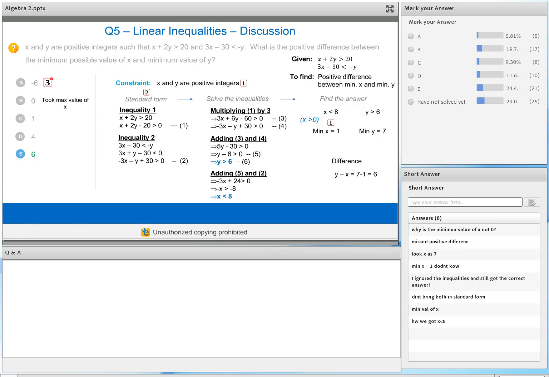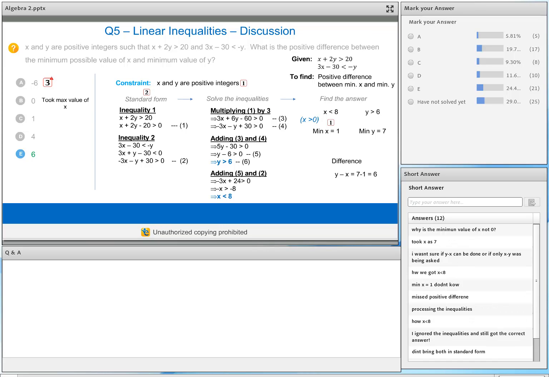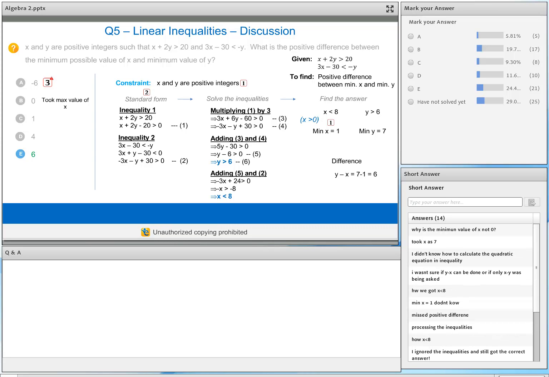Why is the minimum value of x not 0? Because of the constraint here. X is a positive integer. 0 is not a positive integer. 0 is a non-negative integer. I wasn't sure if y minus x can be done or if only x minus y was being asked. Either which way, minus 6 cannot be the answer because you need to find out the positive value of it.